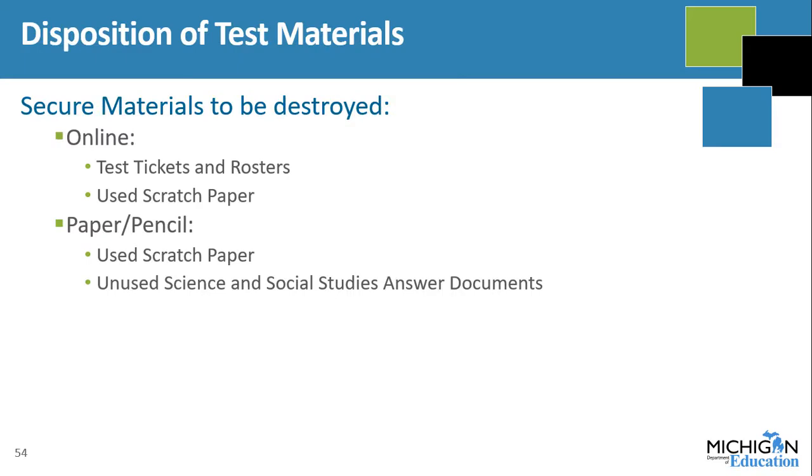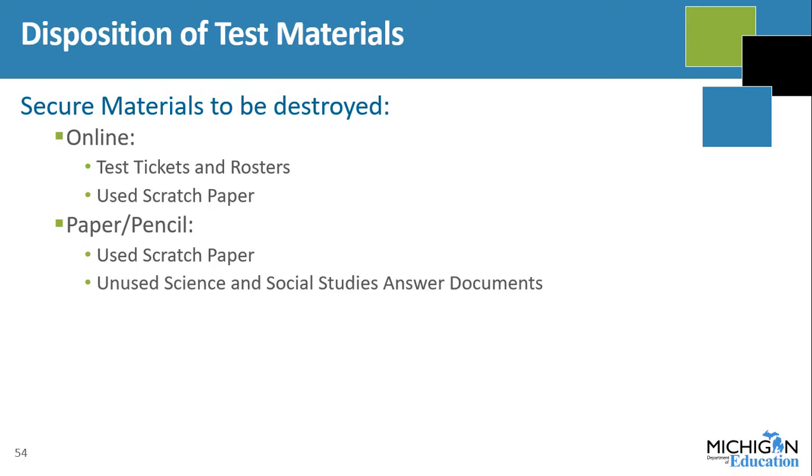Some secure materials must be destroyed after testing. There are secure materials that need to be securely destroyed for both online and paper-pencil testing. In online testing, examples of secure materials include test tickets and rosters, all scratch paper and graph paper used. These materials must be securely destroyed after the test administration. For paper-pencil testing, all scratch paper must be securely destroyed.